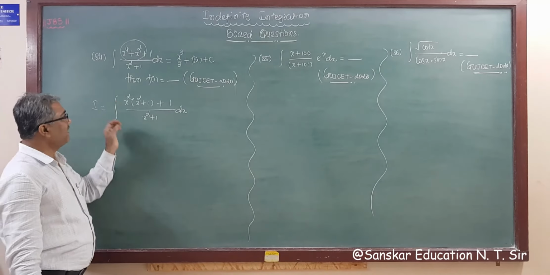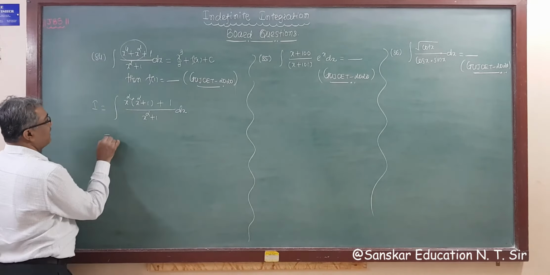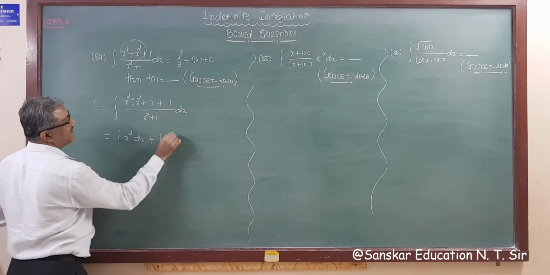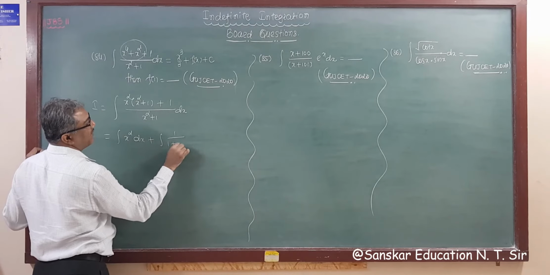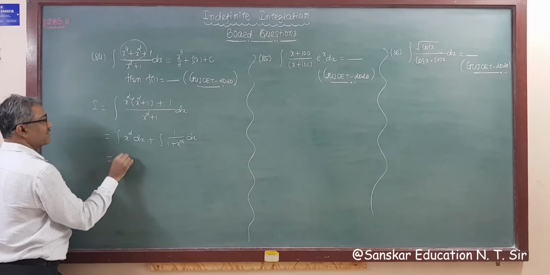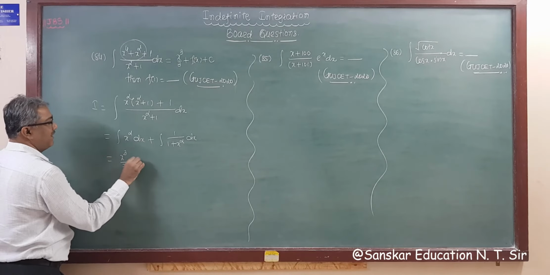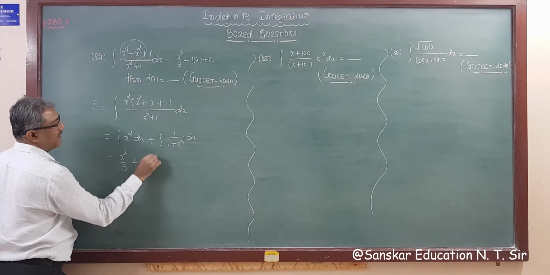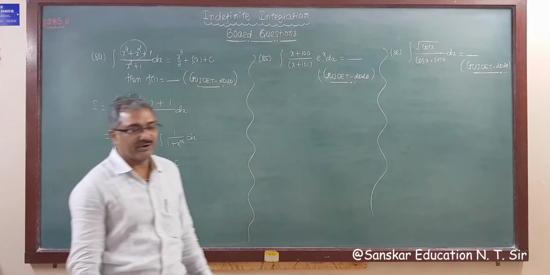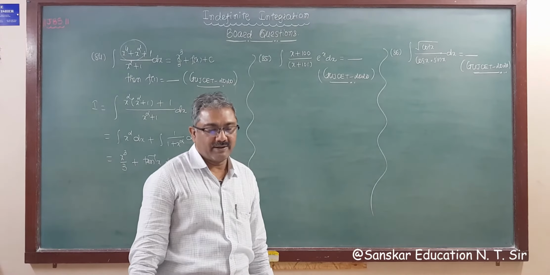You already understood. If we bifurcate, it becomes integration of x square dx plus integration of 1 upon 1 plus x square dx. So this is integration of x cube by 3 plus tan inverse x plus c. So that is the proper answer for 84.